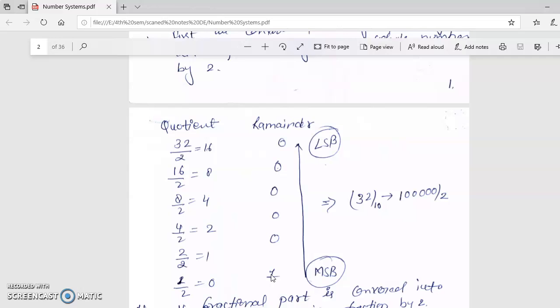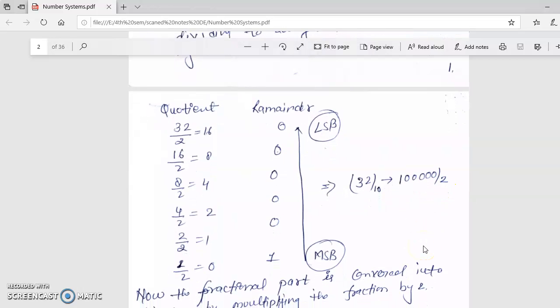And for the written answer, we take the MSB from the bottom and the LSB at the top. So draw the arrow from bottom to top and write the number 1, 0, 0, 0, 0, 0. See here 1, 0, 0, 0, 0, 0. It means this 0 represents the LSB and this 1 represents the MSB. So we can say 32, the decimal number, is equivalent to this binary number with the base of 2.